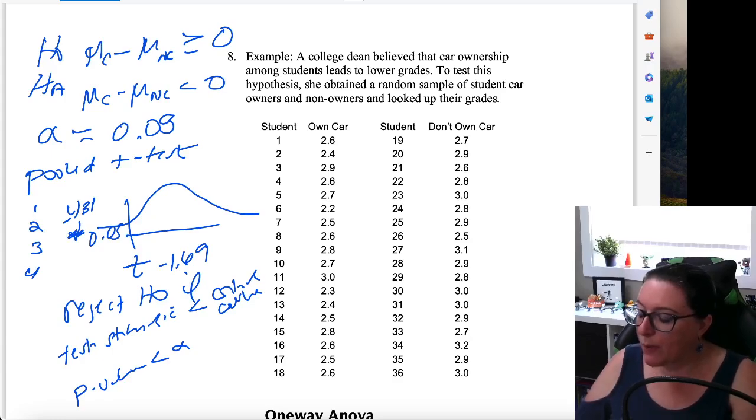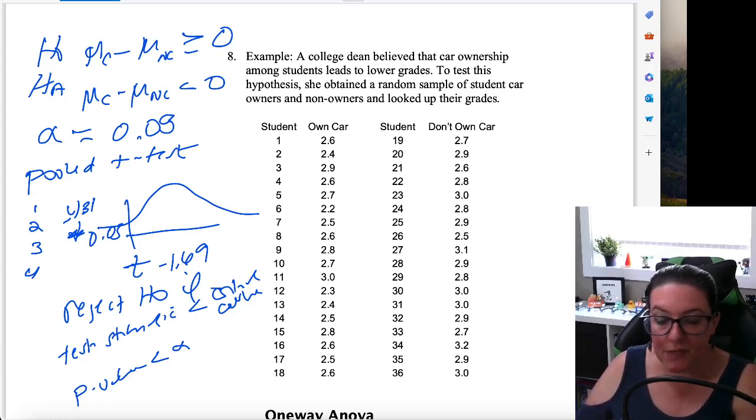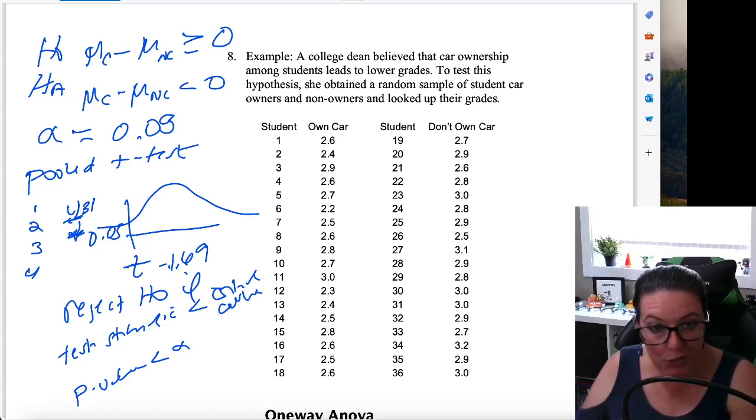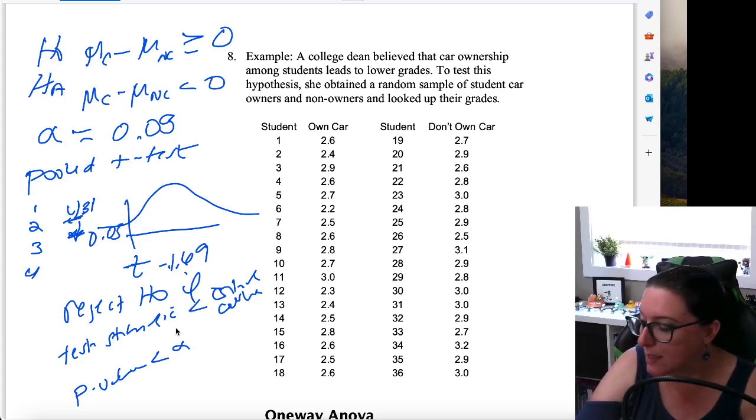So we come back, we reject the null hypothesis if the test statistic, this number, is less than the critical value 1.69, which it is. So we reject the null hypothesis. We also reject the null hypothesis if the p-value is less than alpha.